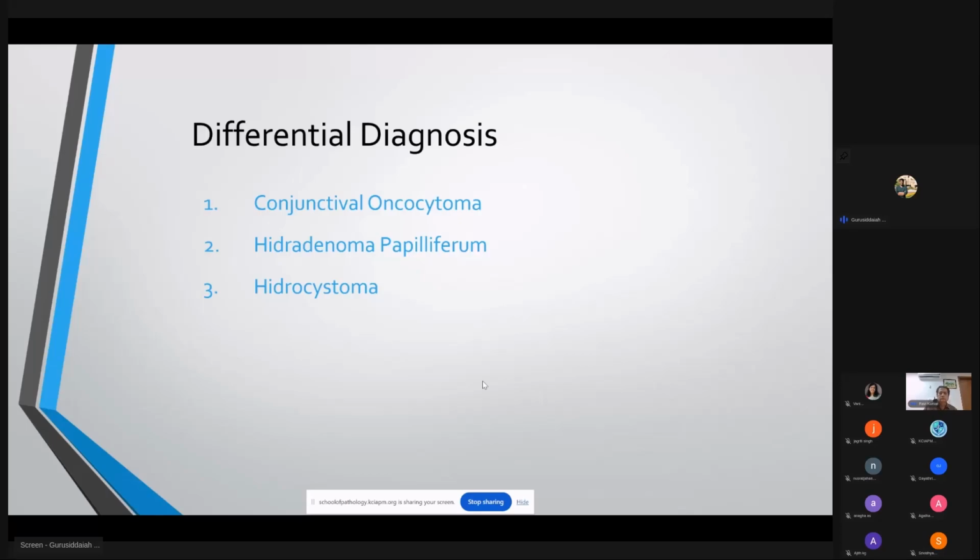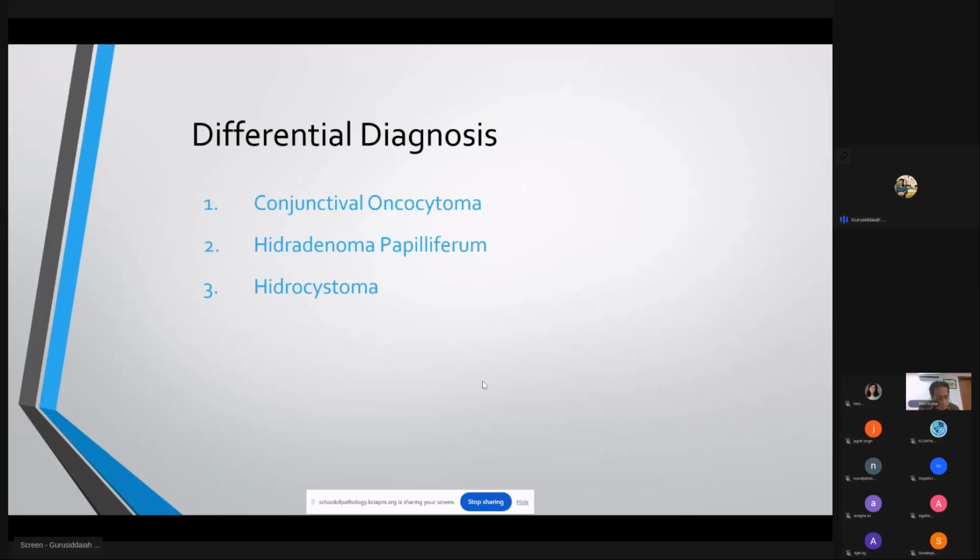The points which go against the diagnosis of conjunctival oncocytoma are that conjunctival oncocytomas are usually predominantly solid lesions, and decapitated secretions are not seen in a conjunctival oncocytoma. To rule out this differential, we can further stain with antimitochondrial antibodies to look for the mitochondrial structures in the cytoplasm.